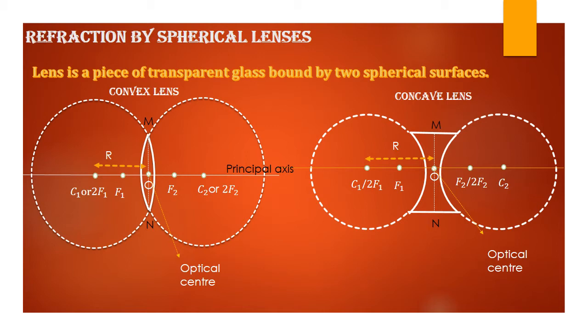Also children, you know that the distance from the principal focus to the optic center, that is the midpoint of the lens, is known as the focal length. So F1 to O and F2 to O is the focal length. The distance from the center of curvature to the midpoint of a lens is the radius of curvature. And also children, the effective diameter of the circular outline of a spherical lens is called its aperture. So these are the main terms that are related to lenses.